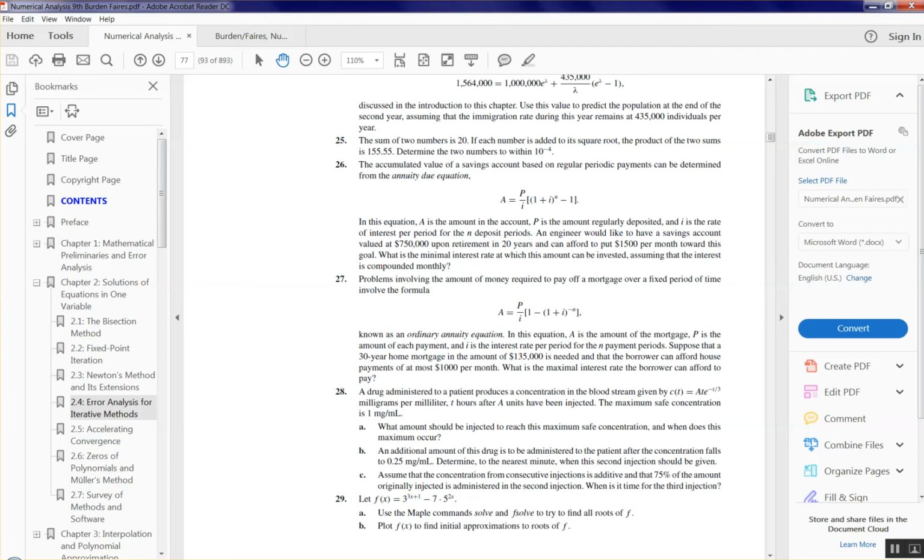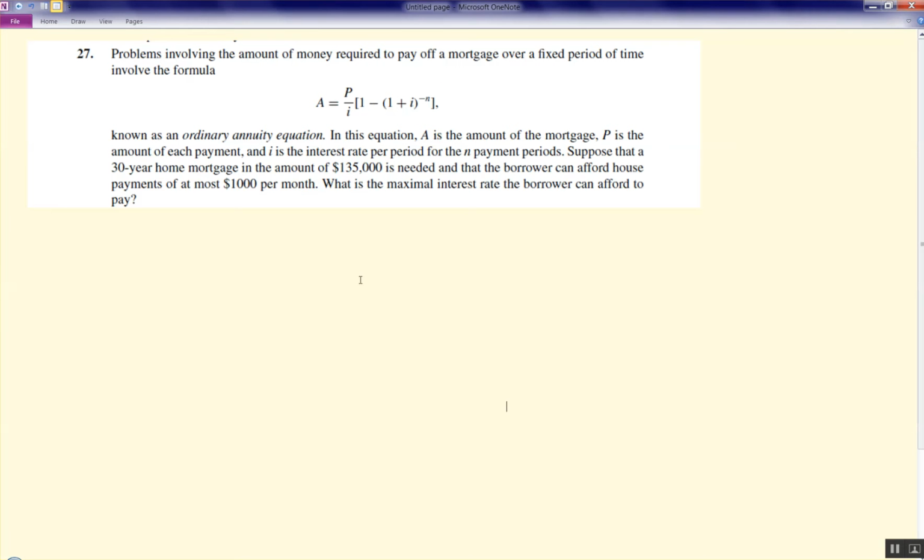Okay, I would like to provide you some hints on some of the homework problems. I assigned 26 to 28. 26 and 27 are quite similar, so I would like to focus on 27. Just for convenience, I copied the question to here. So let's read through the question.